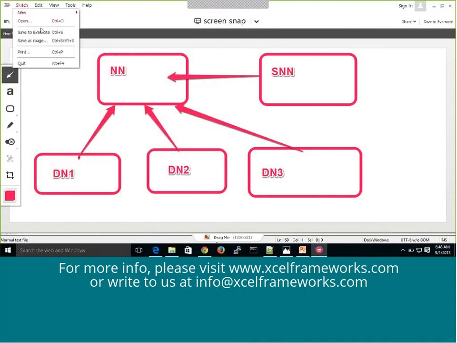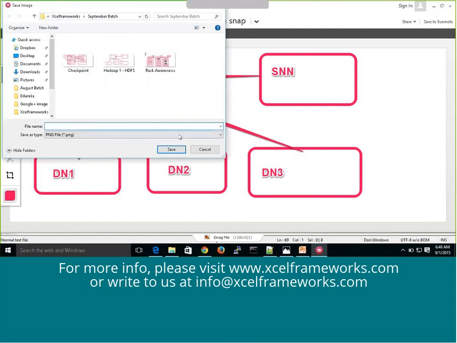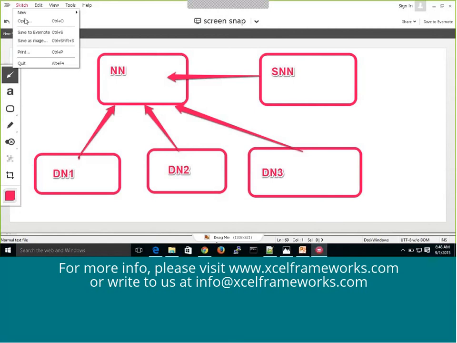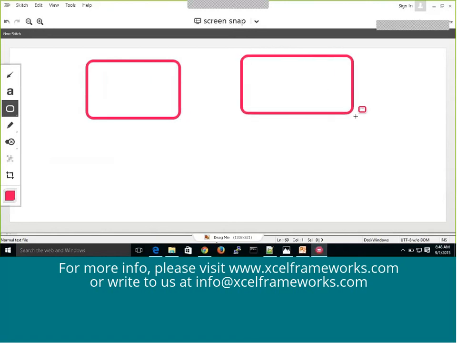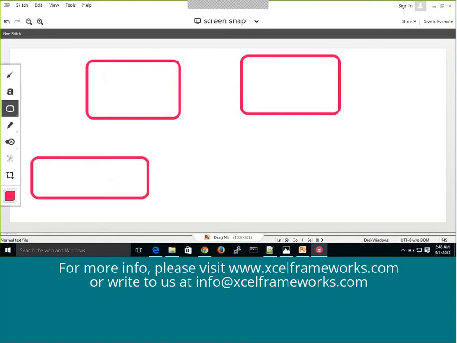Now quickly try to draw Hadoop 2 also. New. With Hadoop 2, what we are saying here is, this is your name node. Okay, I also have it. Similarly, I have 3 data nodes.